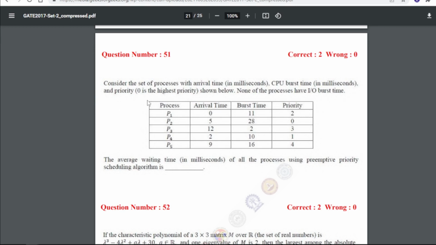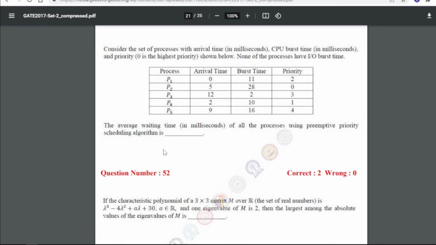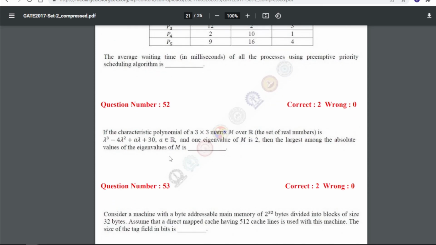Question 51 considers a set of processes with arrival time in milliseconds, CPU burst time in milliseconds, and priority, where 0 is the highest priority, as shown below. None of the processes have input output burst time. So the average waiting time in milliseconds of all processes using the preemptive priority scheduling algorithm is what? So for 51 our answer will be 29.0.